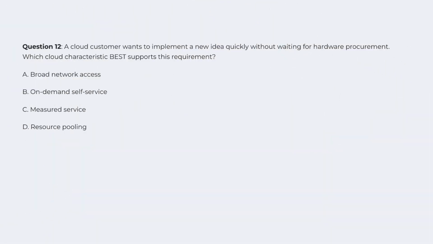Question 12. A cloud customer wants to implement a new idea quickly without waiting for hardware procurement. Which cloud characteristic best supports this requirement? A. Broad network access. B. On-demand self-service. C. Measured service. D. Resource pooling.